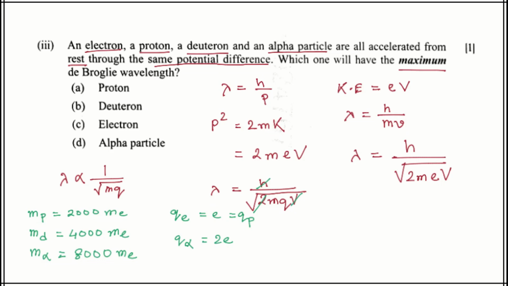So therefore, the ratio in this case will be minimum for electron. So as a result, the lambda will be higher. So therefore, lambda maximum will be for electron. Therefore, the right answer in this case is option C, electron.